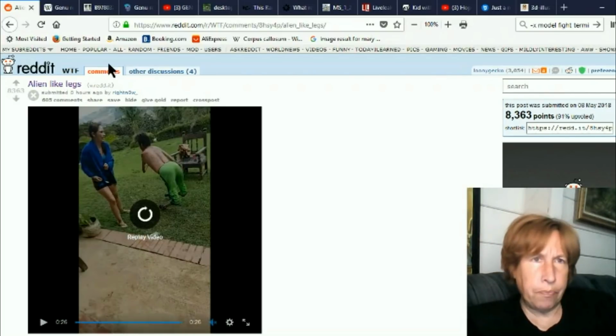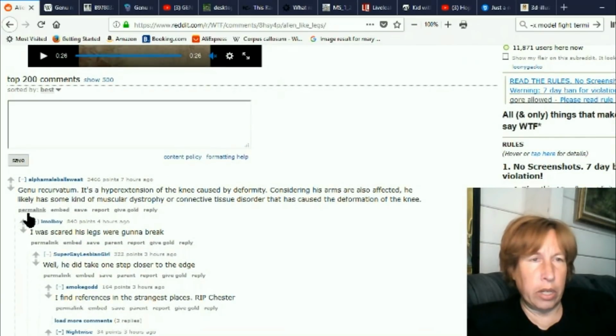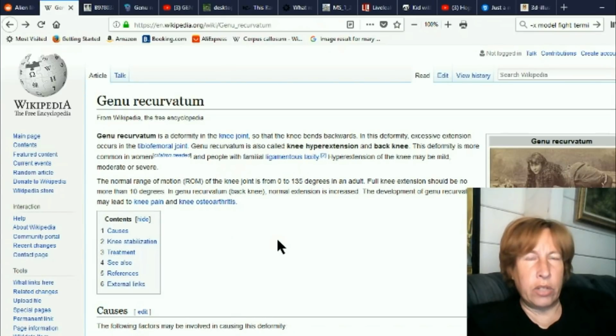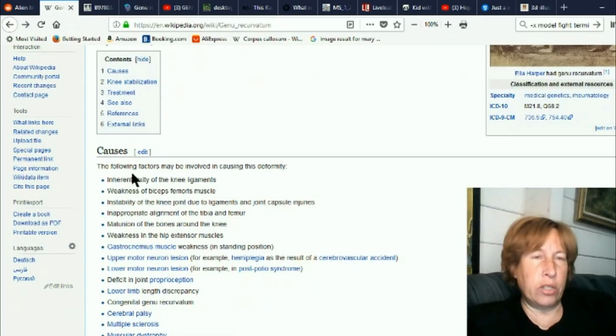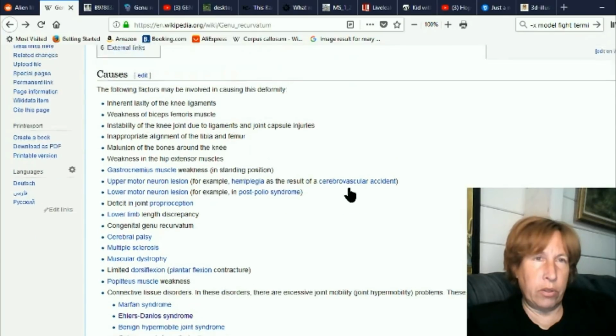So I didn't know anything about this particular syndrome, but a lot of these comments indicate this is genu recurvatum, and it is a congenital defect in which your knees bend backwards, hyperextension of the back knee. Okay, and it is associated with various ligament weaknesses and muscle weaknesses, as well as cerebral palsy, multiple sclerosis, and muscular dystrophy. I've never heard of any of those three causing anything like this, but it's particularly interesting.